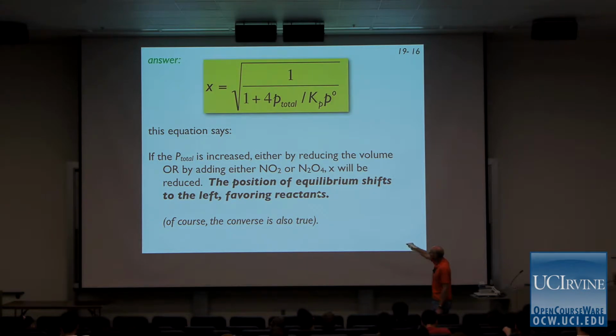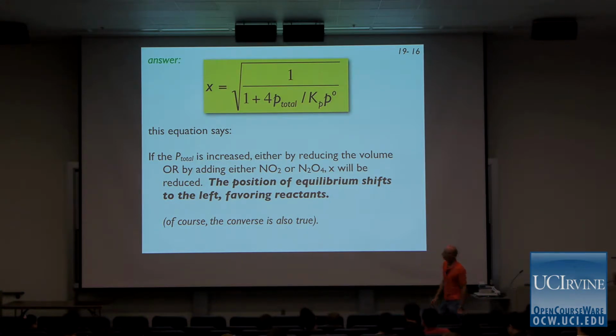Shifts to the left. Because this gets smaller, X gets smaller. X is the progress of the reaction. And of course, the converse would also be true. Now, you don't have to be able to derive this, but it is rather satisfying to see that you can do that if you want to.